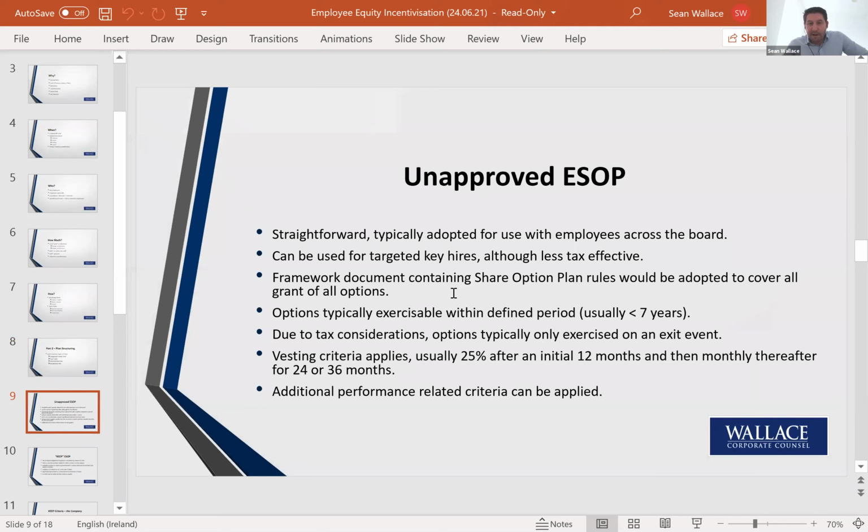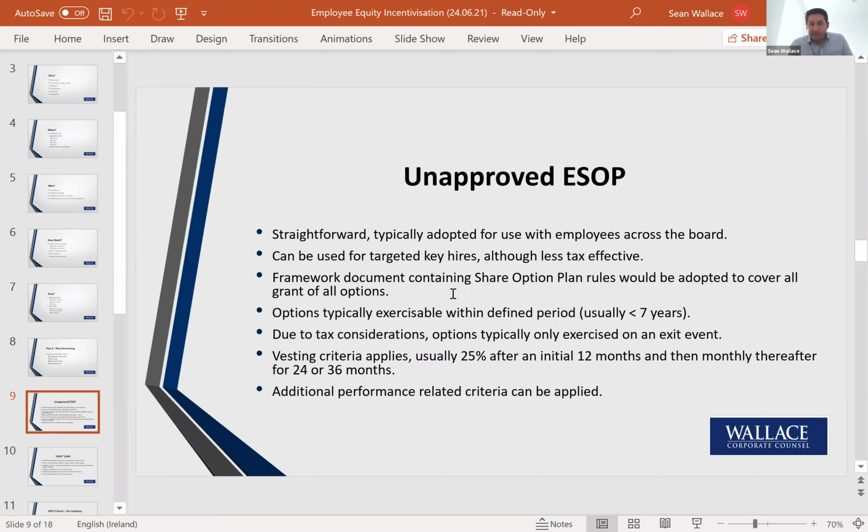Okay. Just to give some flavor for the unapproved ESOP. So when I say unapproved ESOP, the KEEP plan just layers on some extra bells and whistles. So you can think of them in the same way, but KEEP has some extra restrictions. Normally these are used with employees across the board, and you just make the allocations depending on seniority or value to the business. It can be used for targeted key hires, as we mentioned. We talked about the framework document, which is the set of rules or the policy that's adopted by the company, and then an option certificate is given to the employee, and that's really the mechanics of that.